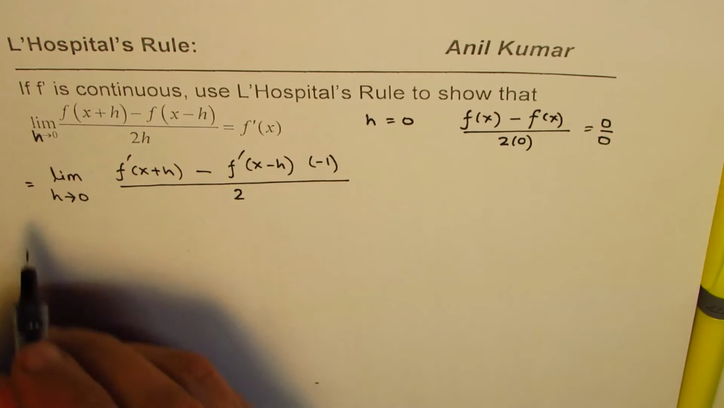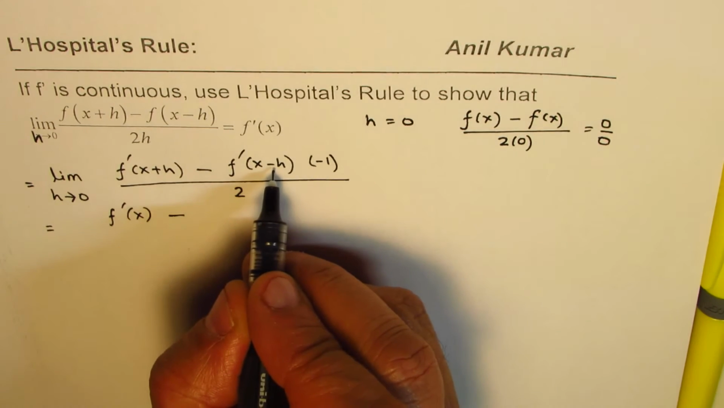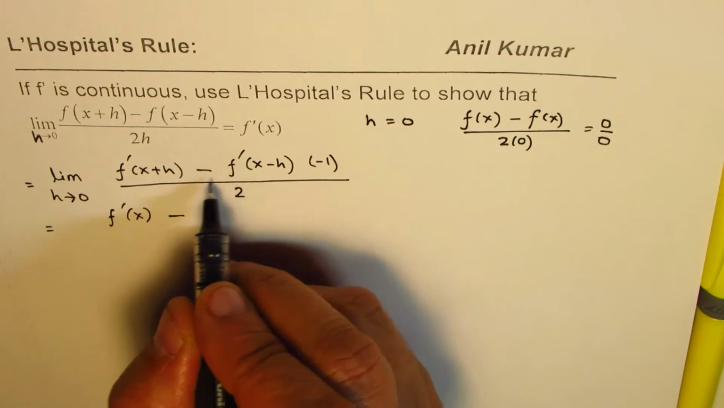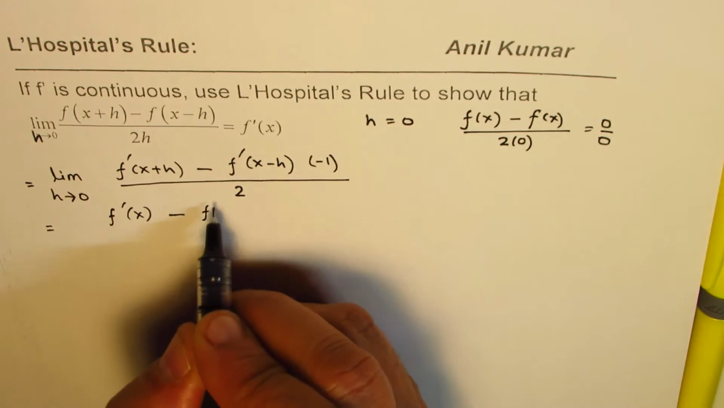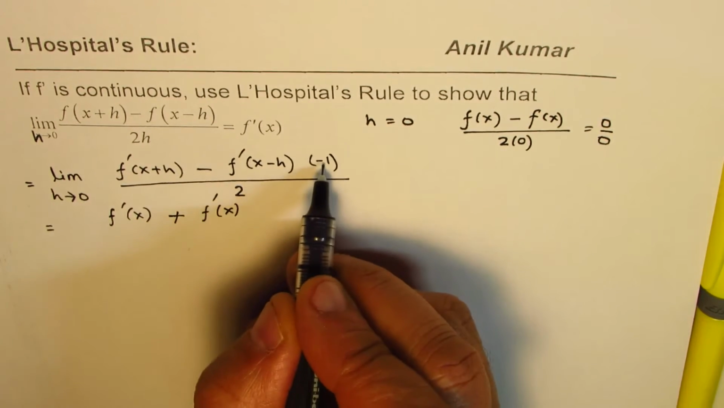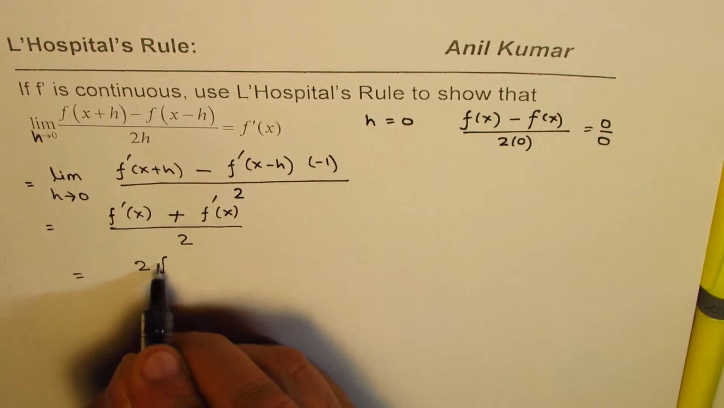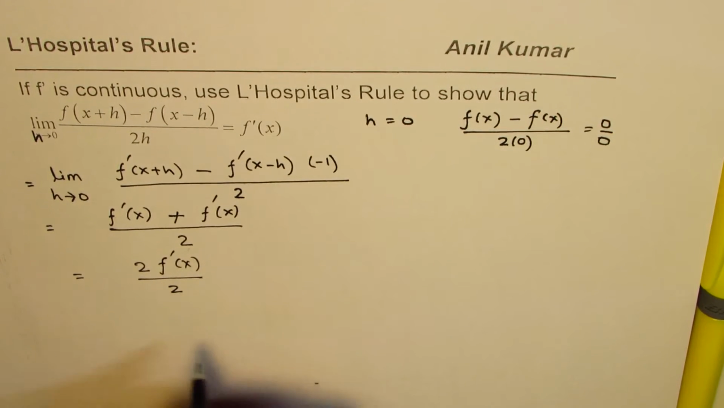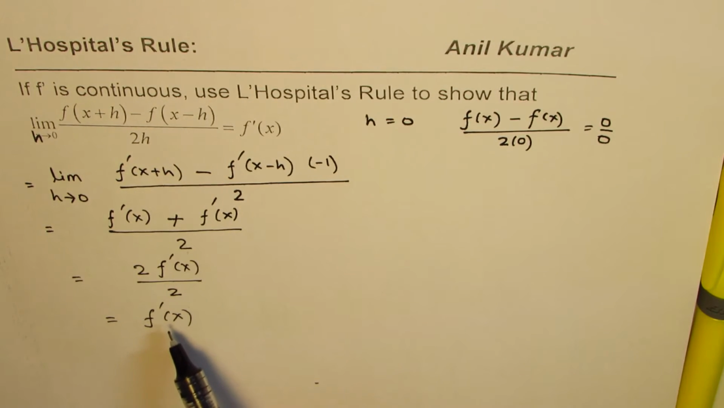Now if I substitute h equals 0, I get f'(x) minus f'(x) times minus 1. That minus 1 makes this a plus, divided by 2. This is equal to 2 times f'(x) divided by 2, which is f'(x), the derivative of the function. So from here we have got the fundamental equation: the difference quotient is the derivative.